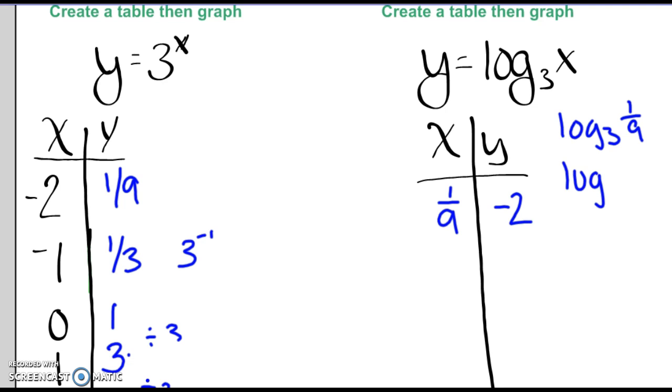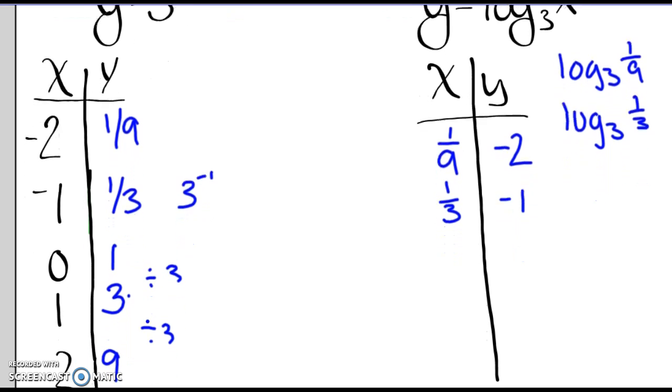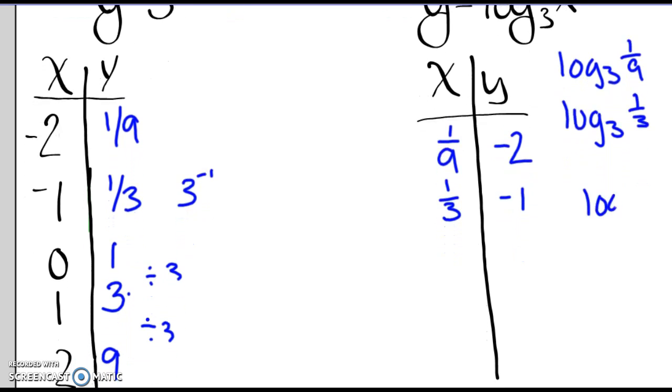Another good one would be log base 3 of 1/3. That says 3 to what power is 1/3? That's negative 1. Then I'm going to do log base 3 of 1. 3 to what power is 1? That's 0. Log base 3 of 3 is also good.